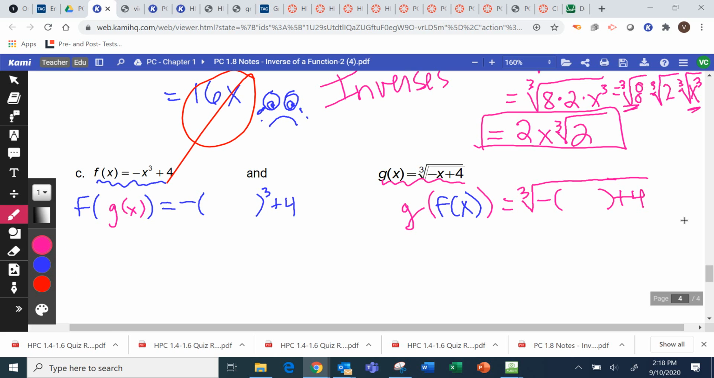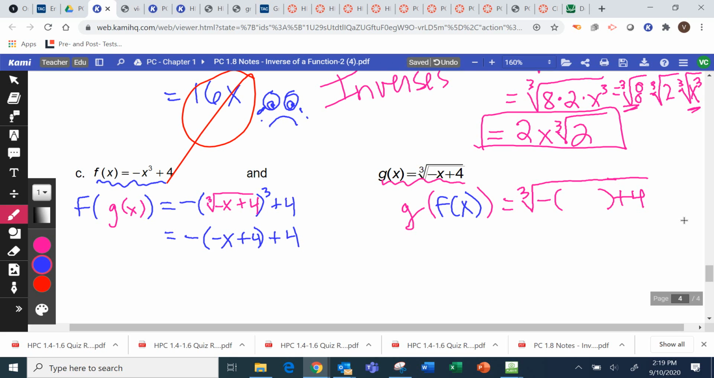Now I'm going to put my g equation inside: negative x plus 4. Then I'm going to simplify. Inside the parenthesis, I can't do anything. Outside the parenthesis, there are two things happening: a multiply by -1, and a cube. What happens first, multiplication or exponents? We have to do the exponent first. So I'm cubing a cube root. That cancels out, and we get negative x plus 4, and then bring down +4.